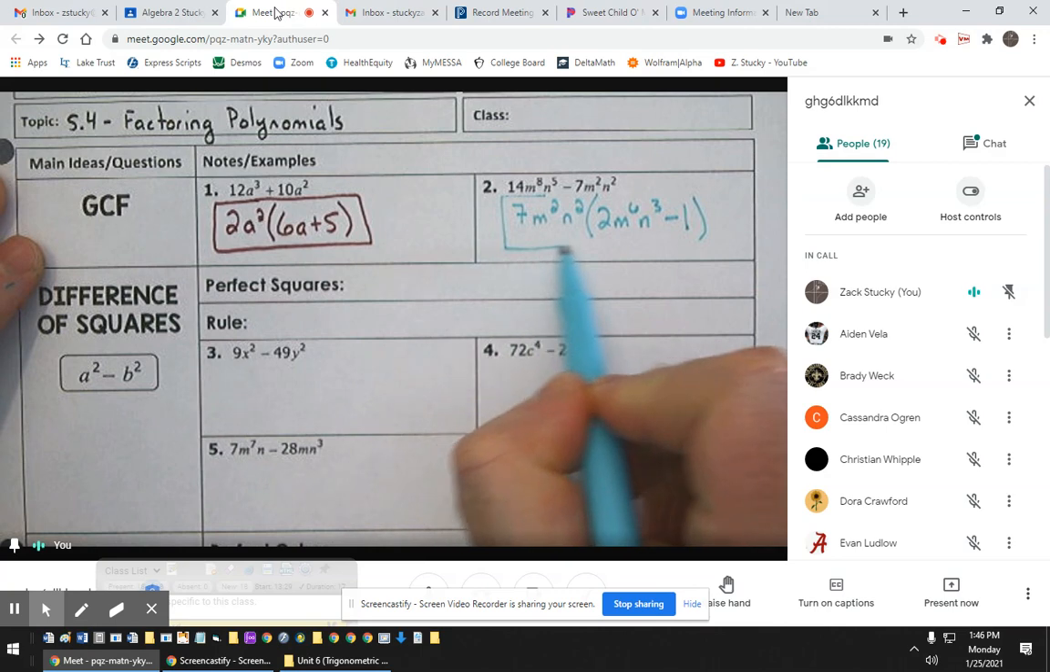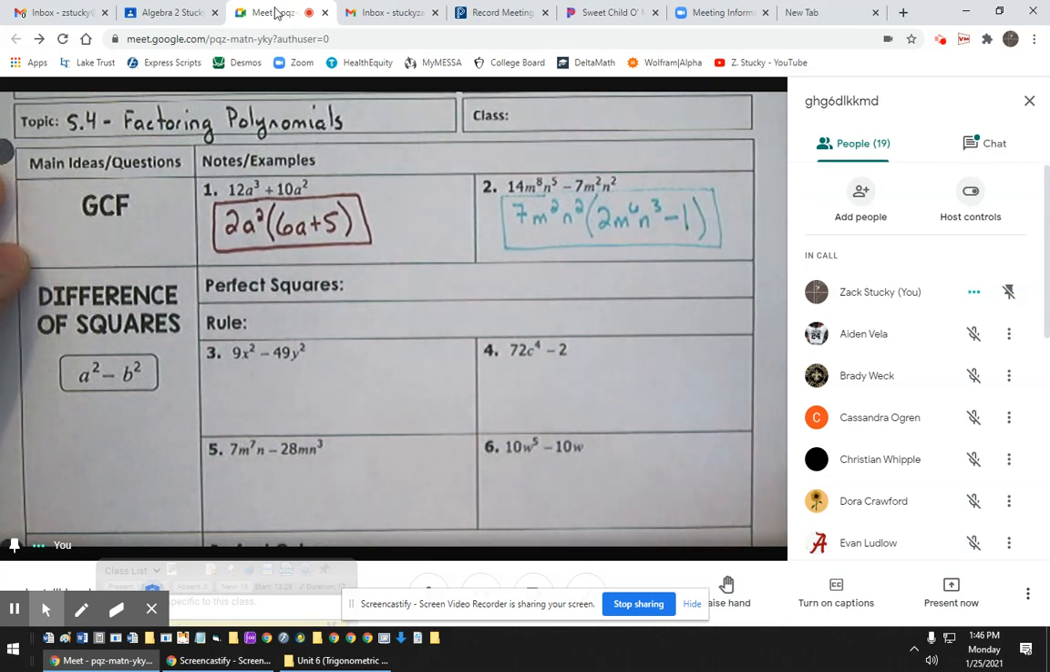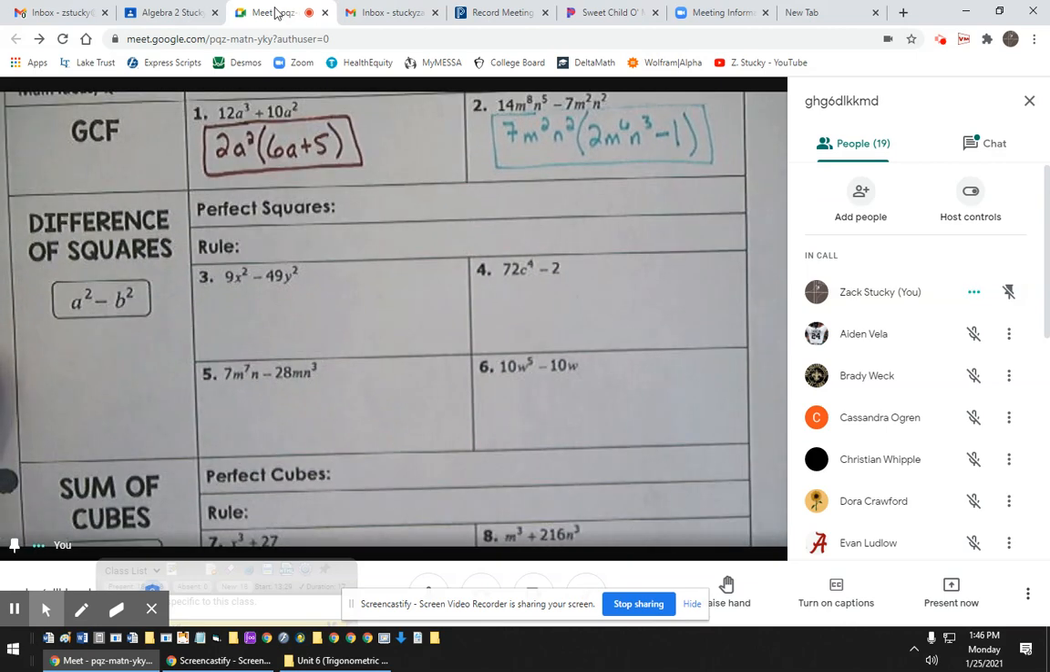This is what we call GCF factoring. And GCF factoring is what you should always, always, always check to try to do first. Because if you can GCF it, sometimes you can make your problem a little bit easier.